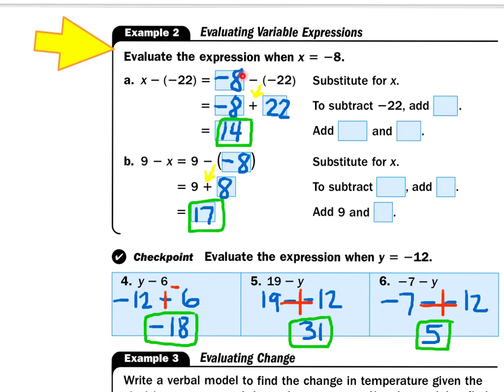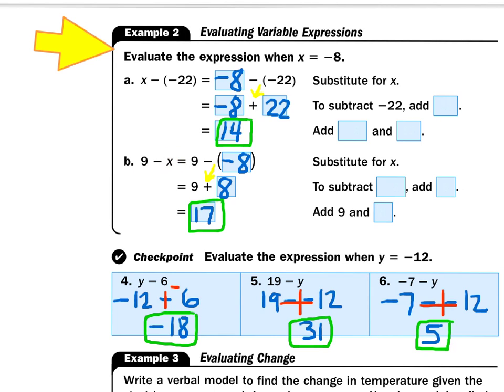Remember, when you see those two negatives right next to each other, let them morph into a big giant plus sign. So this becomes negative 8 plus 22. They're going to battle. The good guys are going to win by 14, so it's positive 14.